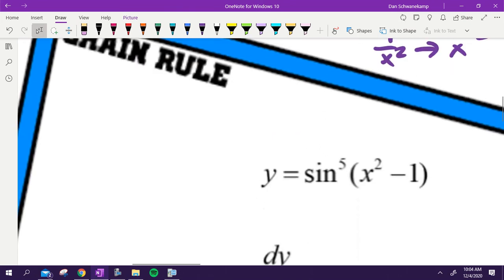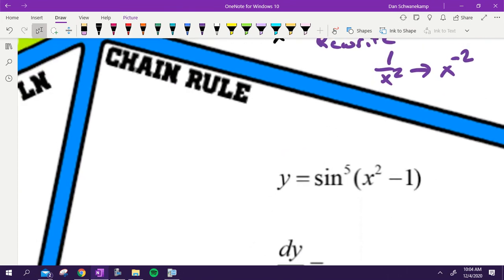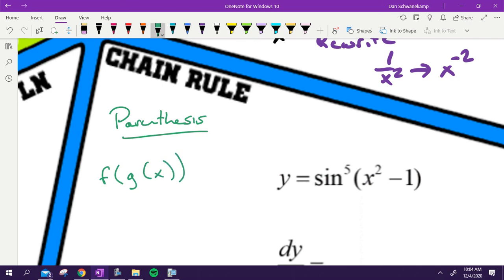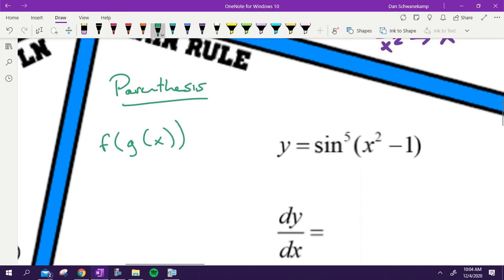Next is chain rule. How can you tell what is the big key if you need chain rule? Parentheses. If there's parentheses involved, there's a good chance that it is a chain rule question. Okay? If we do it with something like this, f of g of x. If I'm taking the derivative of that function, remember, you take the derivative of the mama. You rewrite the baby. Times the derivative of the baby.